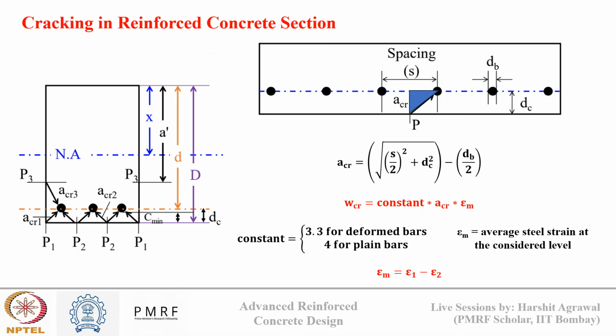After deflection, we talked about cracking in reinforced concrete. We saw different types of crack and why cracking occurs and why cracking is a problem for reinforced concrete. We discussed how we can estimate crack width at a particular location on concrete cover. And as per IS 456, we derived this formula, where ACR is the distance of crack from the nearest longitudinal bar, sigma m is the average steel strain at the considered level, and this constant depends upon the type of bar, whether it is a deformed bar or a plain bar.